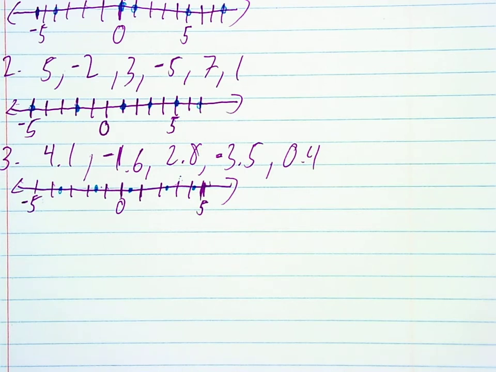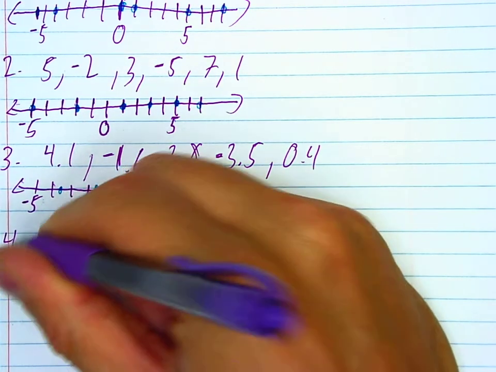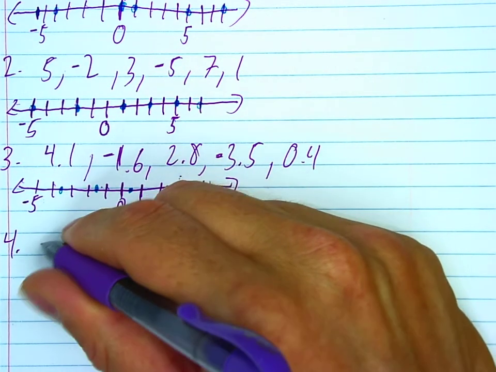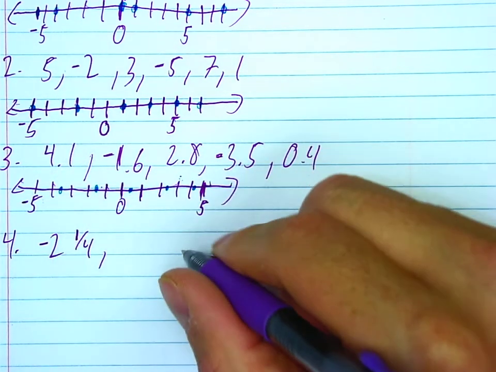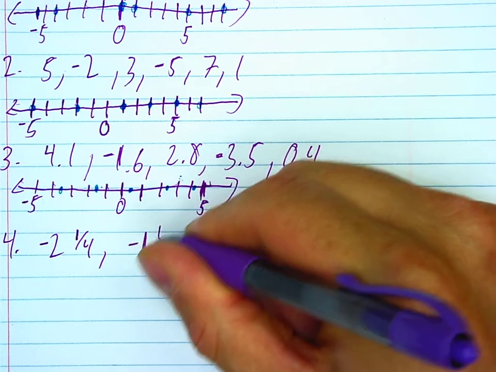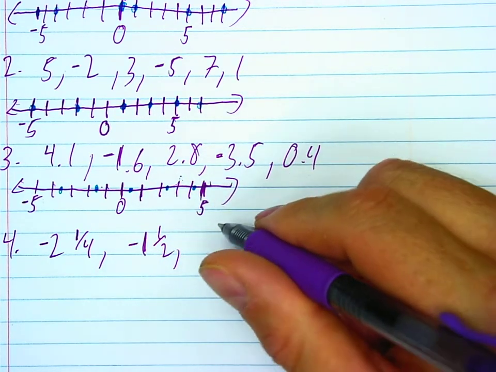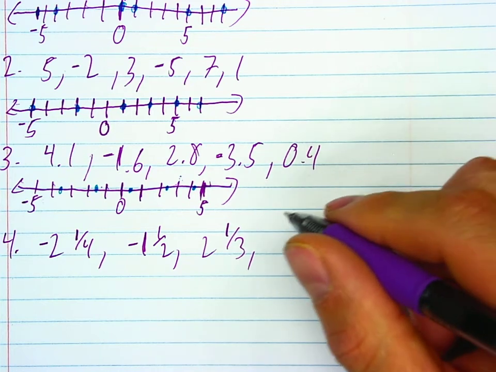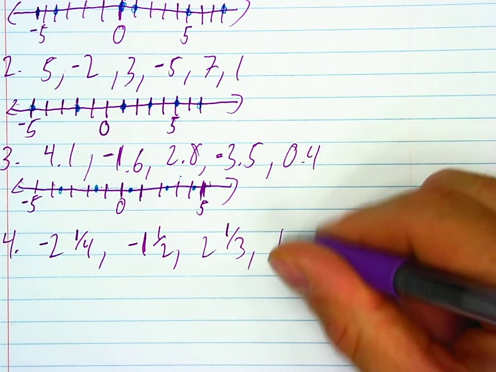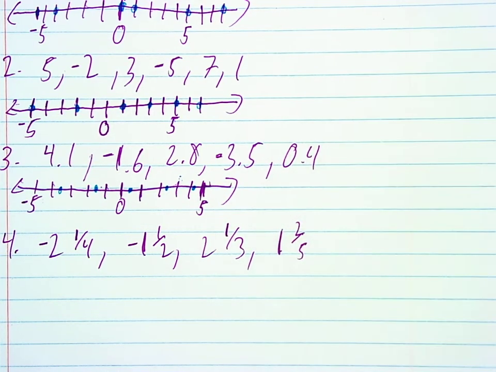All right, fractions. So for example, -2 1/4, -1 1/2, 2 1/3, and 1 2/5.